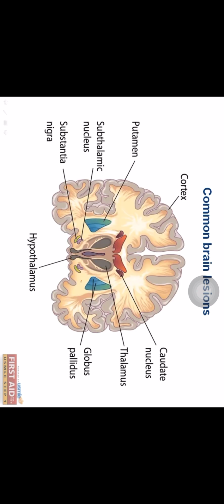We talked a bit about damage to the basal ganglia and cerebellum. Damage to the subthalamic nucleus, shown here, is responsible for causing contralateral hemiballismus. As we've discussed before, this is a very classic brain lesion.